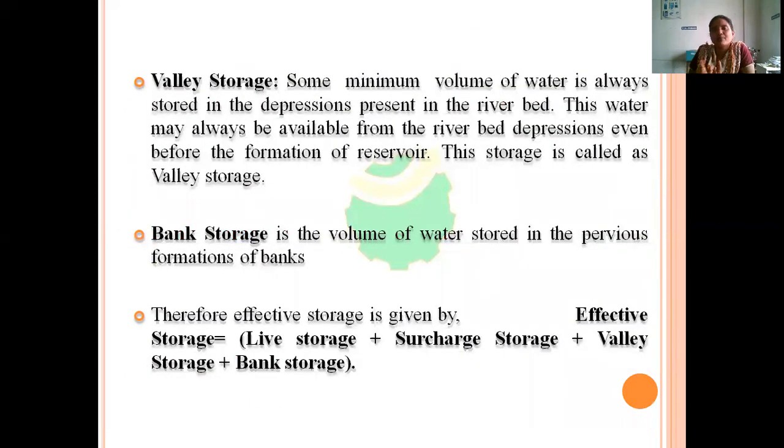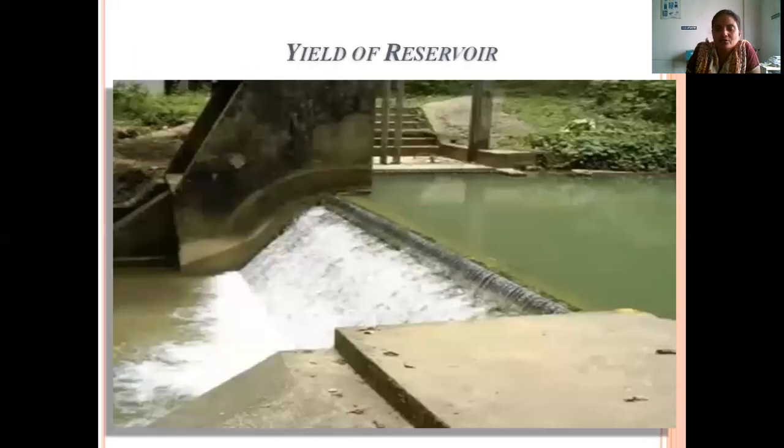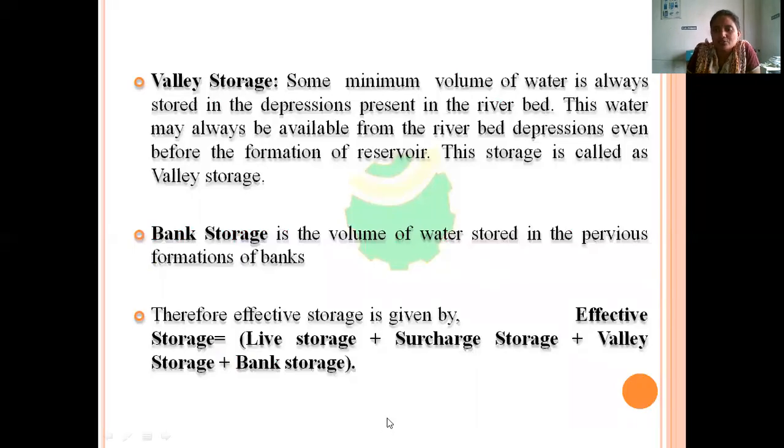Okay. Next, bank storage. The volume of water stored in the pervious formations of banks is called the bank storage. Therefore, the effective storage of the reservoir is live storage plus surcharge storage plus valley storage plus bank storage. So all these storages are called the effective storage. These are the zones of the reservoir. Very important question in the first unit.